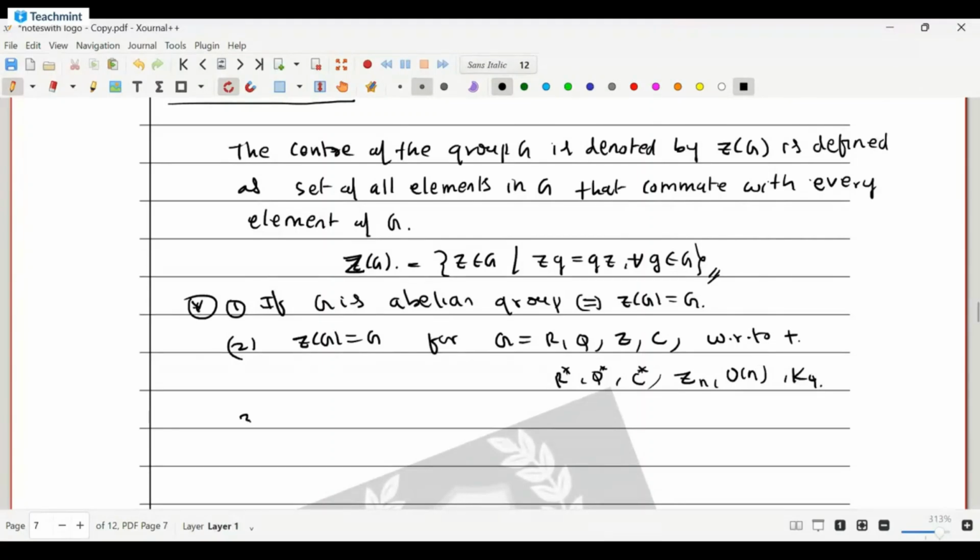Number 3: let G be a group. Then Z of G is an abelian subgroup of G.